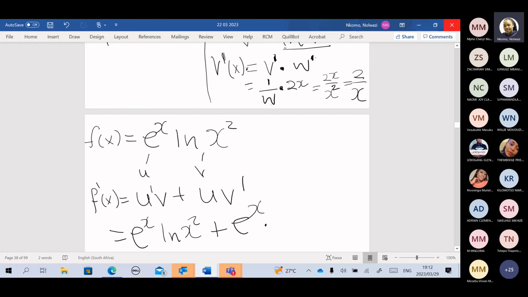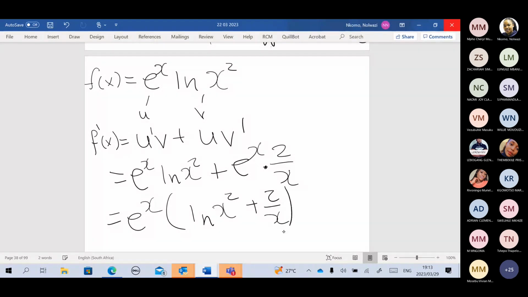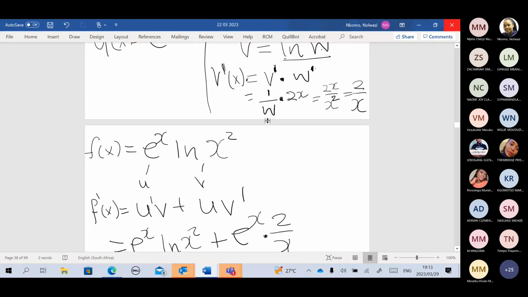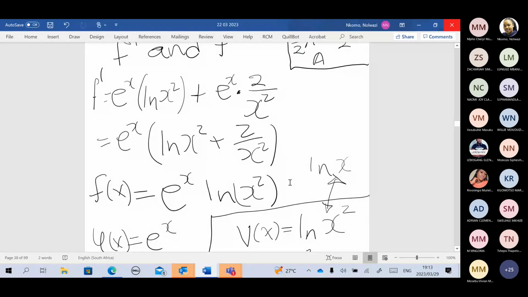We will take out the common factor here, which is e to the power x. If we do that, we'll be left with ln x squared plus 2 over x. This is our first derivative. Do we all agree? Sorry, ma'am. How did you get 2 over x?